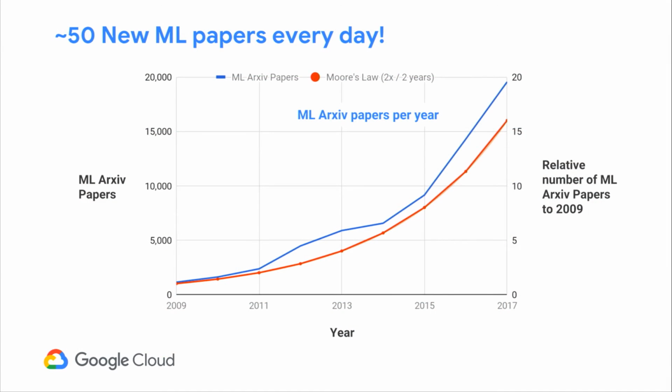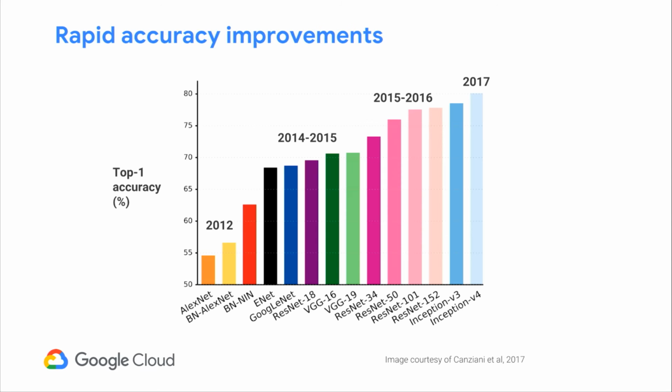There's a website called arXiv where people are publishing papers in machine learning out in the open. And what you can see here is a plot of the number of papers published over time. The amazing thing is this rate is tracking faster than Moore's law, and we're now up to more than 50 machine learning papers published every day. There's a tremendous amount of activity in the field.